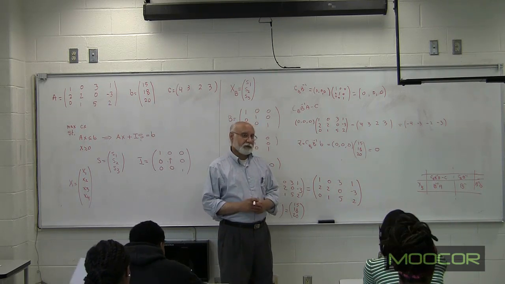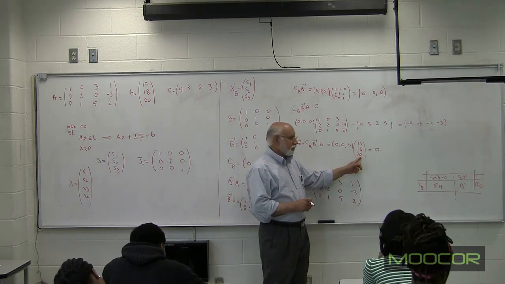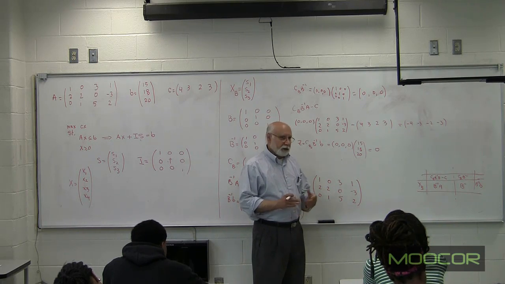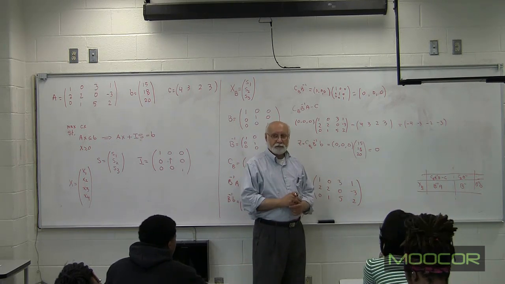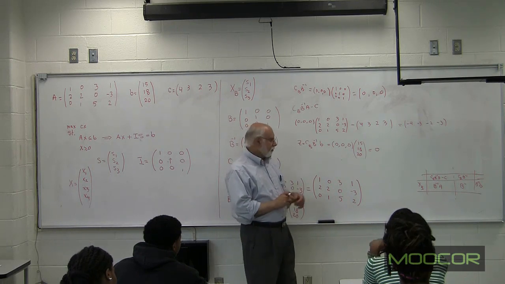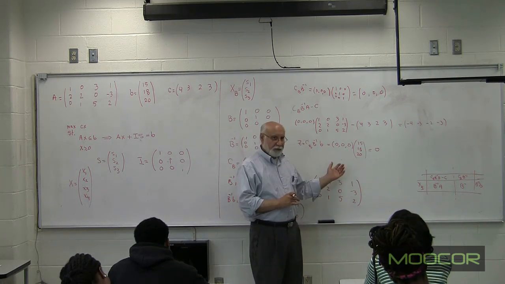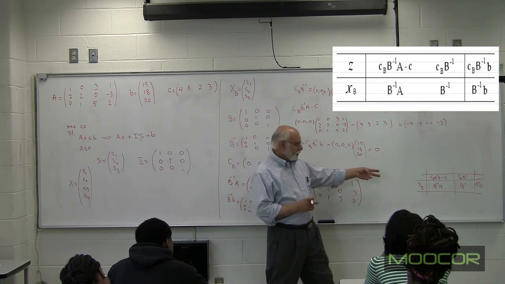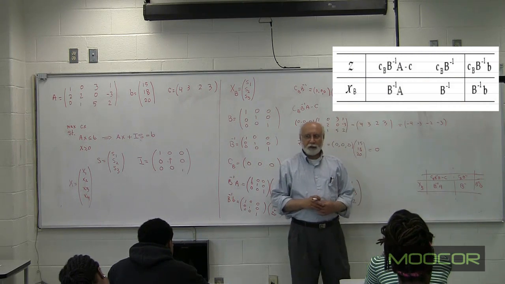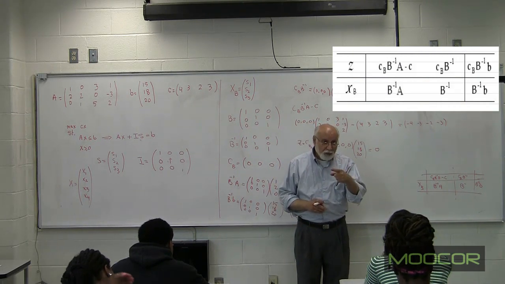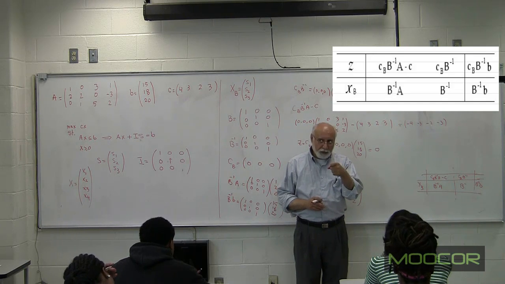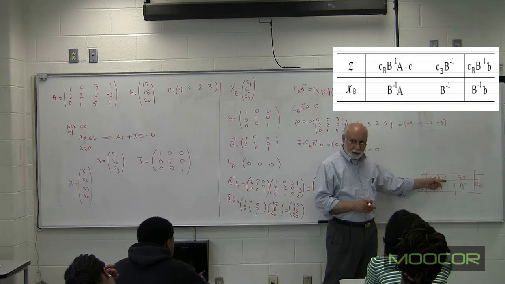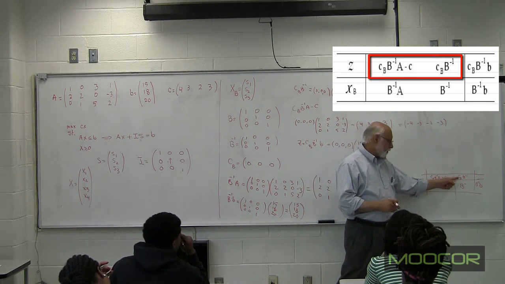Solution is 15, 18, 20 for s1, s2, s3. x1, x2 are 0. They're non-basic. Z value is 0. Is it optimal? You need to check the optimality condition. These are the optimality conditions, so you need to check both, not just one. Both: CB B inverse A minus C and CB B inverse.